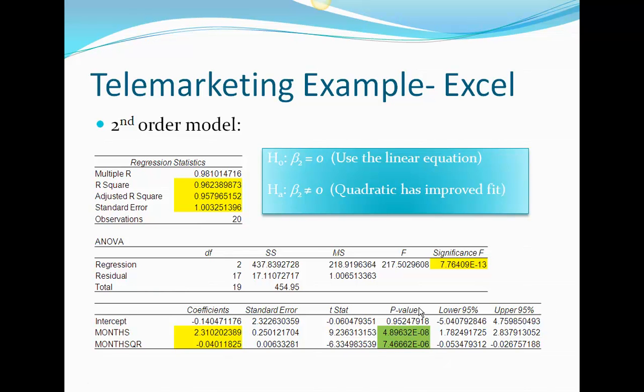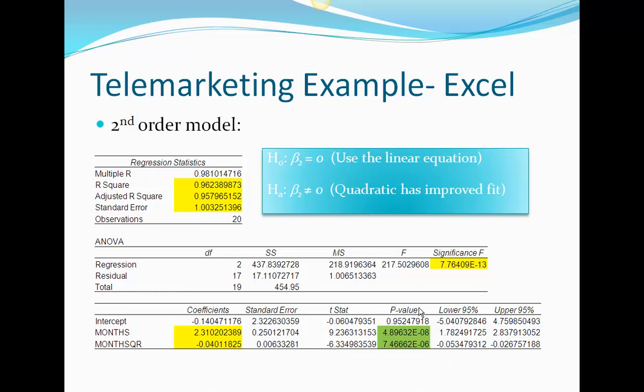And then we can move on in Excel to do the second order term, or second order model. So here now we've created a new variable, months squared. In order to create that, I literally went in and created a new column, months squared, and then you click on the months term, you square that term, and there you go, there's months squared.